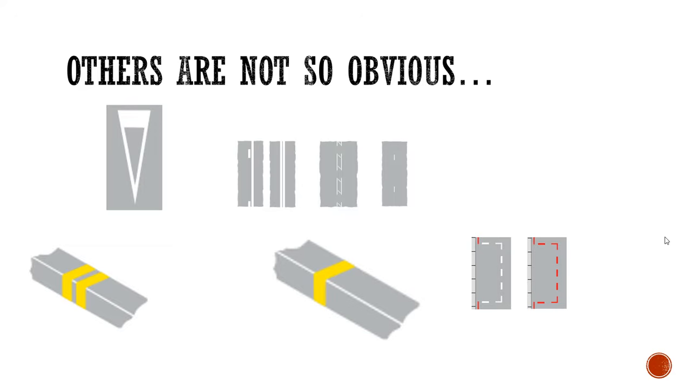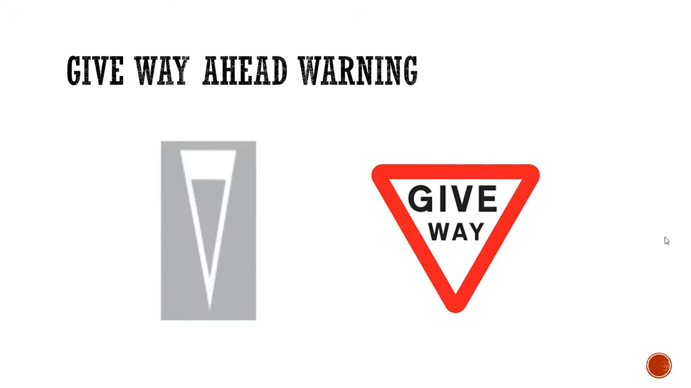For example, that triangle, you may know it, you may not know it, but you have to learn it. What's the difference between two stripes on a pavement versus one stripe? What's the difference between having a red box and a white box? These are all facts that you need to know, and we're going to go through those. So let's start with that triangle.